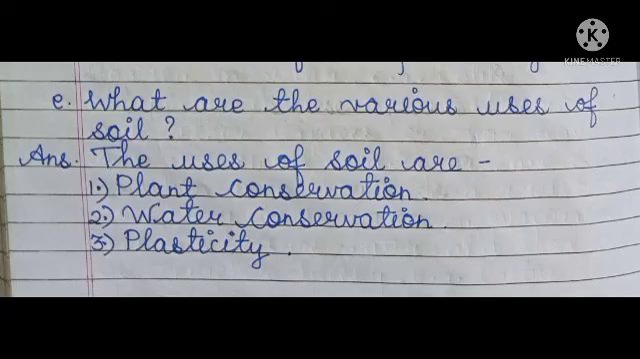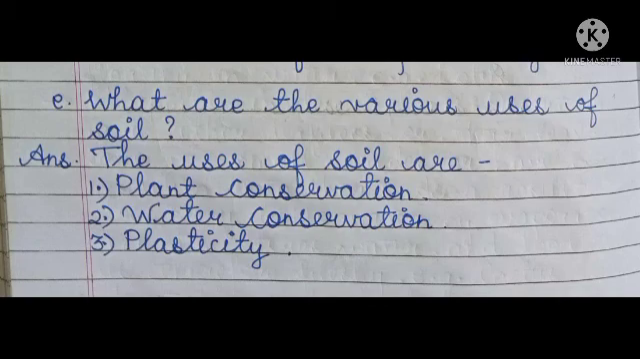Next question, what are the various uses of soil? So, for what purpose is soil used? The uses of soil are plant conservation, water conservation and plasticity. Why plant conservation? Because it helps plants to grow. And water conservation, soil holds water. As a result, by means of bunds and lakes, we can get water for use throughout the year. So, for water conservation, the soil is used.